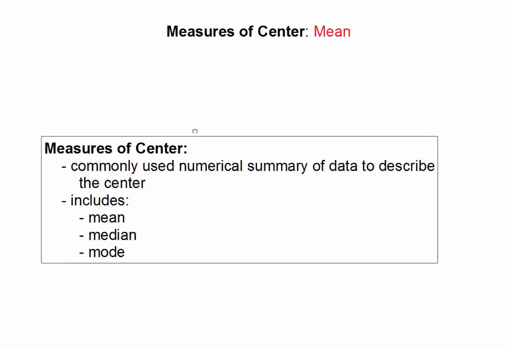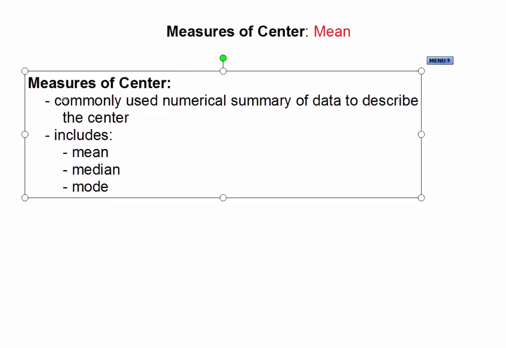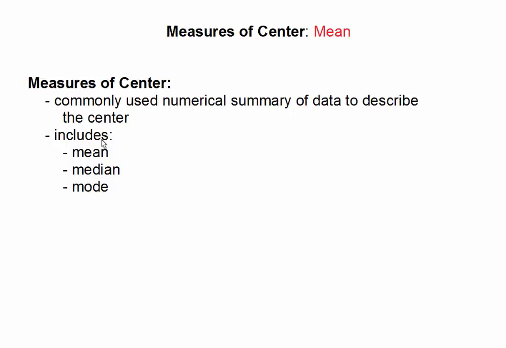In this video, what we'll be talking about is the measures of center of data. And in this particular one, we're going to be talking about the mean. What we're talking about when we talk about measures of center, they're commonly used numerical summaries of data to describe the center. This includes mean, median, and mode.